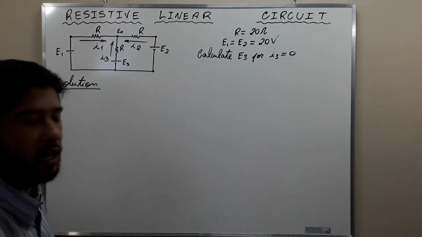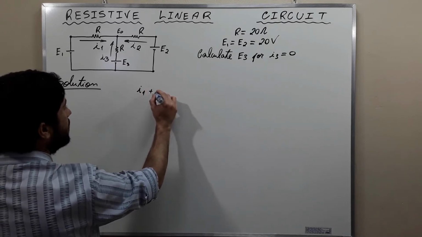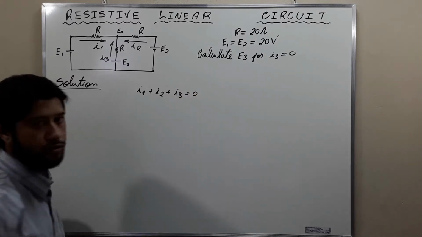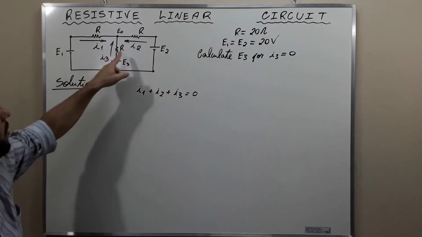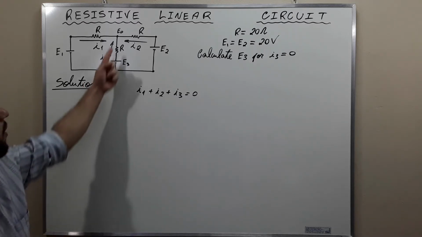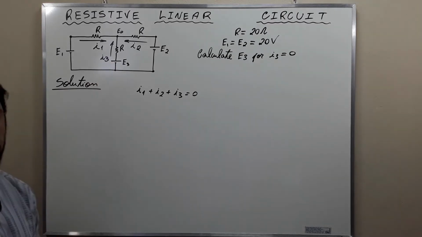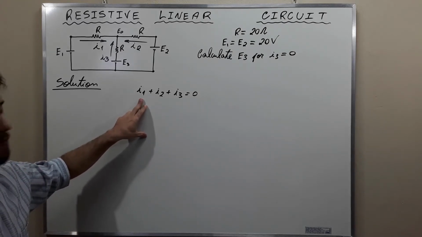For all t, I1 plus I2 plus I3 is equal to 0. Okay? The current that entered this node must be equal to the current that leaves the node. There is no current leaving the node, only currents entering the node. Then the sum must be equal to 0. Alright? But who is I1?